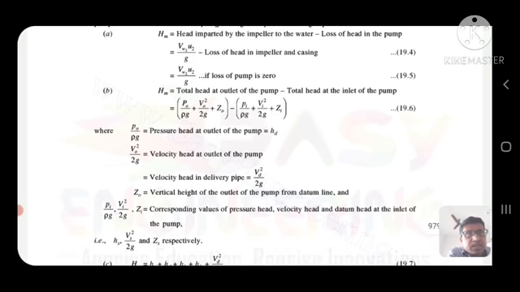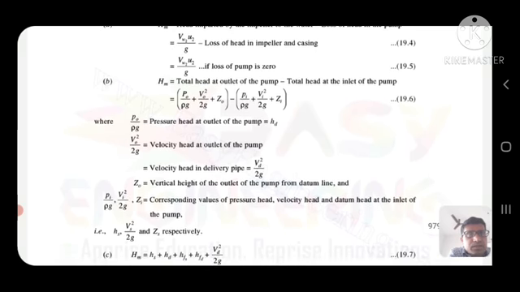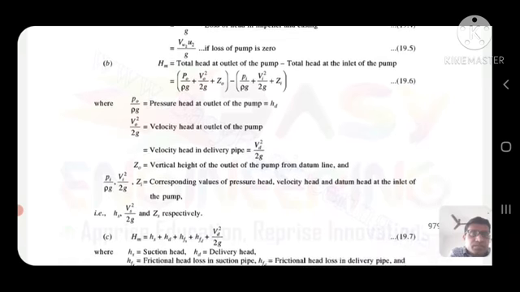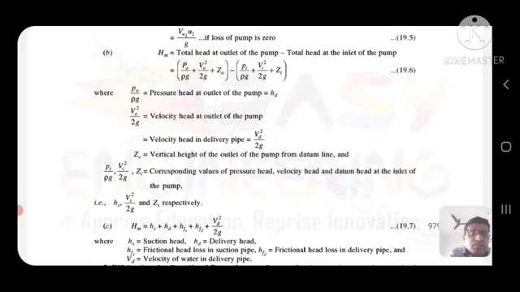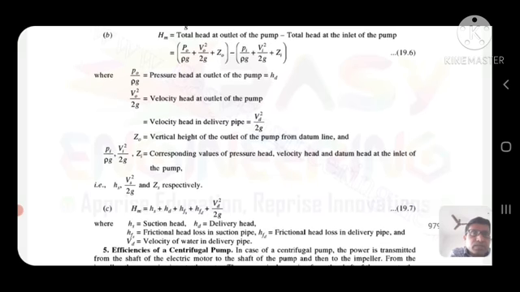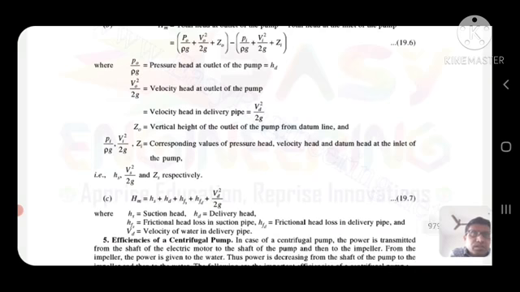Hm is equal to the head imparted by the impeller to the water minus the loss of head in the pump. So that is equal to Vw2 U2 by g minus the loss of head in impeller and casing. Vw2 U2 by g. So if the loss of head in the pump is 0, Hm is equal to the total head at outlet of the pump minus the total head at the inlet of the pump. So P0 by rho g plus V0 square by 2g plus Z0.